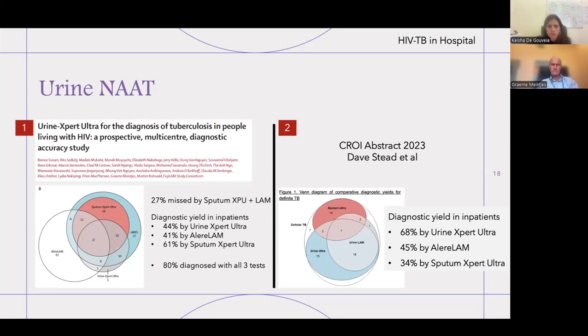And just to highlight, in both of these studies and some others that we've been involved in, urine Xpert Ultra is actually the single best test when it comes to patients with TB bloodstream infection or disseminated TB, and it's able to diagnose around 80% of those. As I'd highlighted in the beginning, those are the patients presenting particularly sick with the highest mortality risk, and at great risk of dying if we don't start them on treatment quickly.